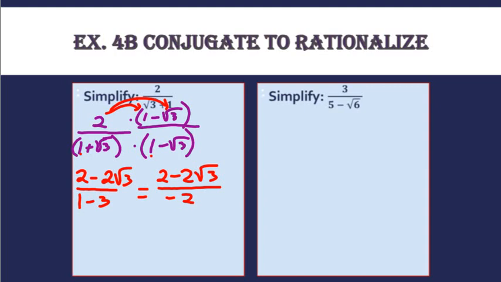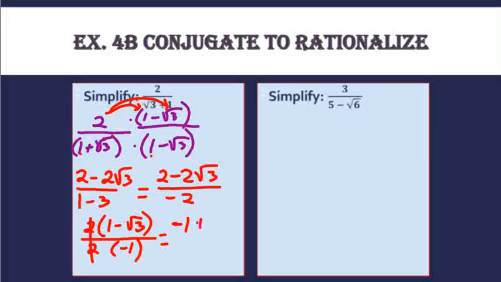I know I can factor out a 2 in the numerator. If I take a 2 out, I have 1 minus the square root of 3. And in the denominator, I can take out a 2. That leaves me with a negative 1 on the bottom. The 2's cancel out. If I'm dividing by a negative, I'm just changing all the signs up here. So it's really going to be a negative 1 plus the square root of 3 as my answer.